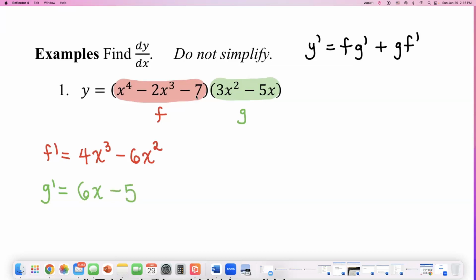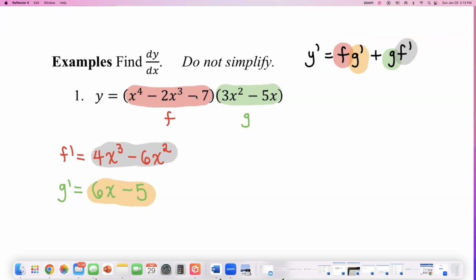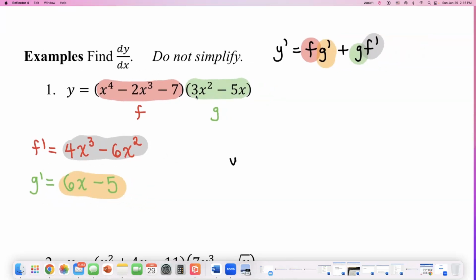So let's put these together using the product rule, okay? The product rule says first times the derivative of the second, which is right here, and I need to do second times the derivative of the first. I'll use gray. We're really just going to put these colorful pieces together. So here's my final answer, y prime equals.